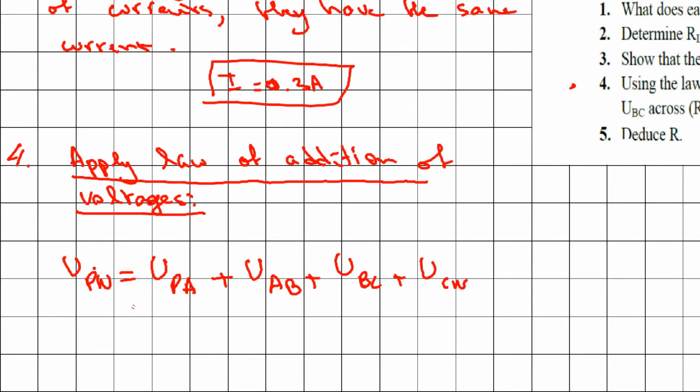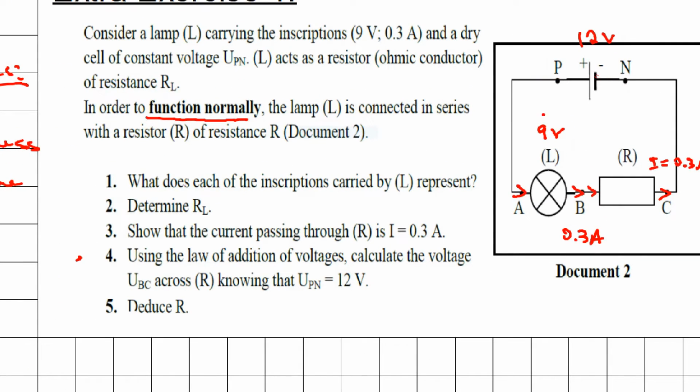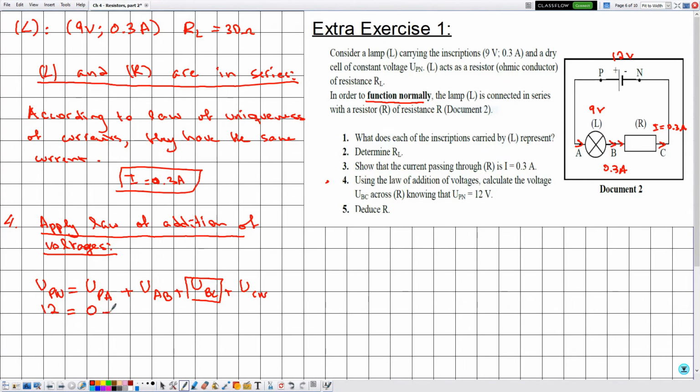Notice that I have started with P on both sides, ended with N on both sides, and each letter we have inserted twice, okay? And we are interested in determining the value of UBC across the resistor R. The value of UPN is equal to 12, which is justified. As for UPA across P and A we have a connecting wire, and we didn't justify this previously, so between brackets UPA is equal to 0, and the reason is given by the connecting wire.